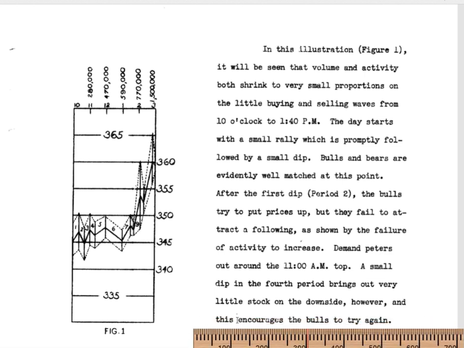A small dip in the fourth period brings out very little stock on the downside. However, this encourages the bulls to try again in period 5. So period 5 is another attempt. Why does period 5 go higher? Because the pullback on 4 is weak, meaning bears are not able to pull back. They're not able to get stock to sell. The volume is low. It's a low volume pullback.